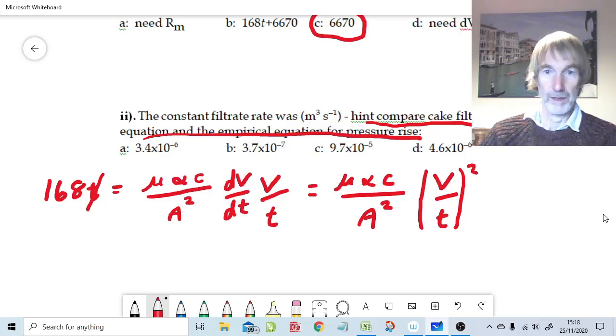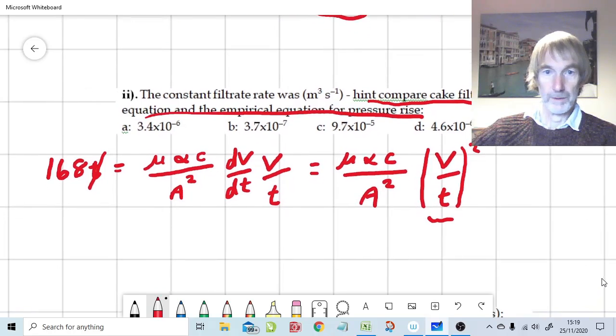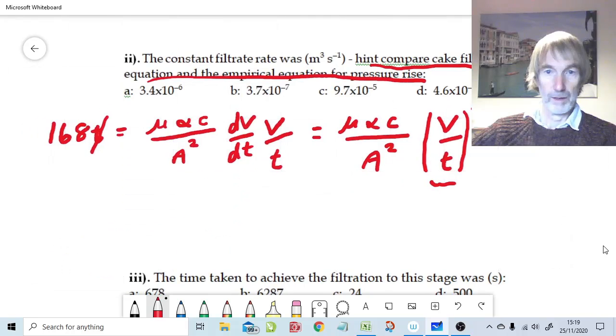Okay, this is what we want. So this is basically what we're rearranging everything for, and clearly what we need to do then, let's not forget to do the square root this time. So we have V over T is equal to 168 divided by, it's going to look like a hell of a mess when I write it out.